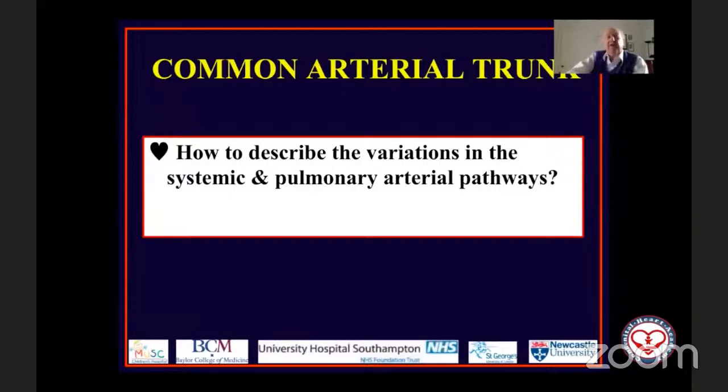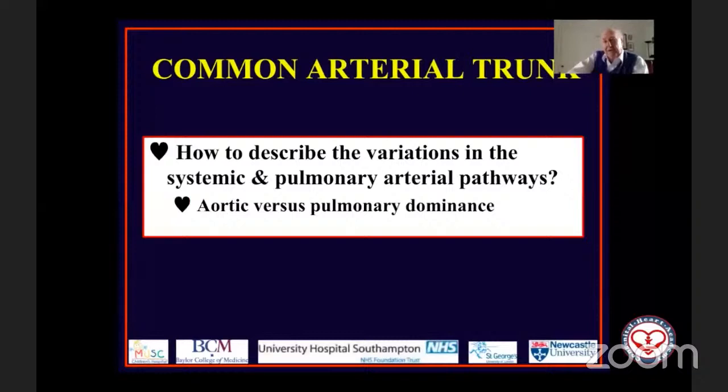How should we describe them? I'm sure many of you still use the system that was described quite some time ago now by Collett and Edwards. And then the alternate variant is the alphanumeric classification prepared by Richard Van Praagh. The potential problem there is that they use the same numbers, but they mean different things to different people. So what we have shown you today is that it is much easier to use a system that was also initially proposed by Richard Van Praagh, and that is the notion of aortic versus pulmonary dominance. We've already shown you that, but it is so important that we are going to repeat this again. And Diane is now going to show you again how we can consider the intrapericardial arterial pathways on the basis of aortic as opposed to pulmonary dominance.